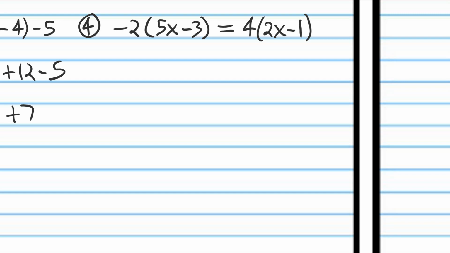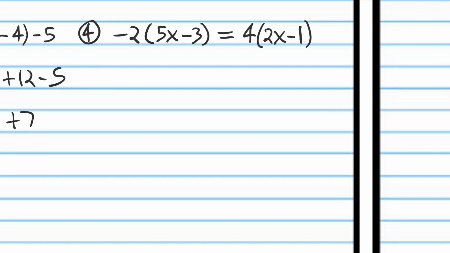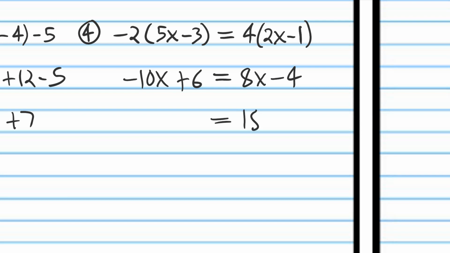All right, we're back. -2 times 5x is -10x. Negative 2 times negative 3 is positive 6. 4 times 2x is 8x, and 4 times negative 1 is negative 4. All right, now we're going to add 10x to both sides, and we get 18x on this side. Add 4 to both sides, and you get 10 on this side. Divide both sides by 18, and you get 10 over 18.